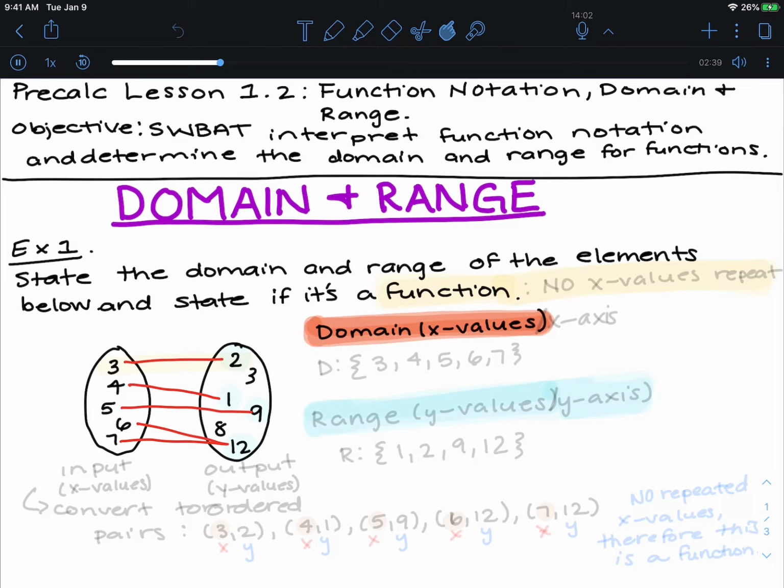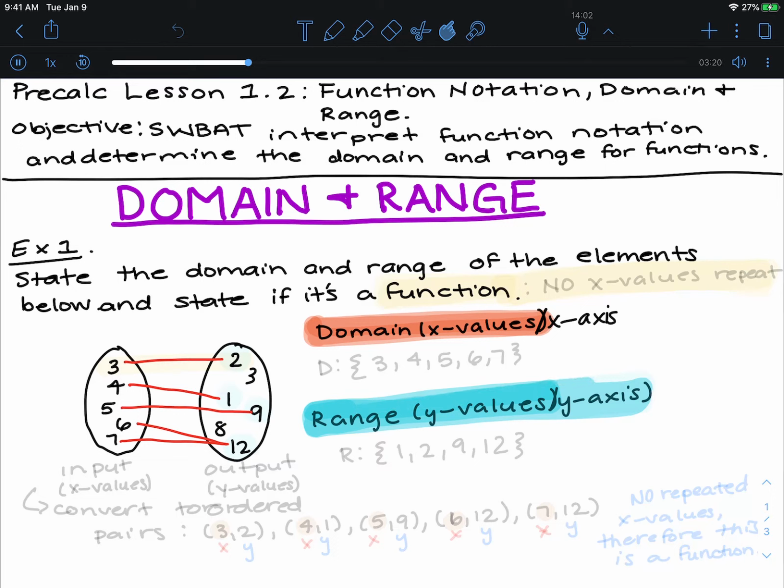Fresh restart. What I meant is for the domain, you get the x values, aka the x-axis, right? For the range, you look at the y values, aka the y-axis. So that's the way that this should work.